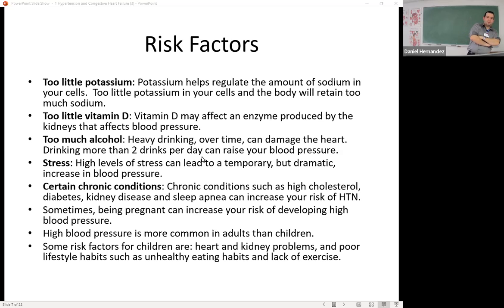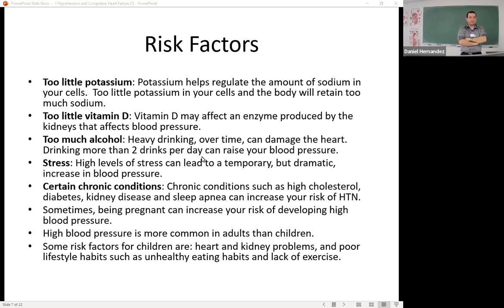Stress, so it's always important to maintain your stress levels. High levels of stress can lead to temporary but dramatic increases in blood pressure. So patients going through a stressful time in their life, or even if they're just nervous, patients who have white coat syndrome, they're nervous about being at the doctor, they're nervous maybe about their tests or their exams. This can cause a falsely elevated blood pressure during that particular moment in time.